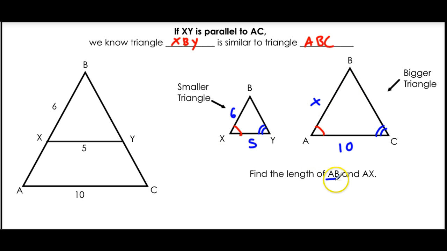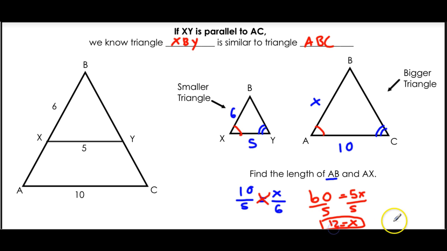So to solve what AB is, we'll just set up our ratio. 10, our bigger triangle, is to 5 as X, which is our bigger triangle, is to 6. Don't make the mistake I just did. We're going to cross multiply to solve. Cross, cross. So 10 times 6 is 60, 5 times X is 5X. To solve for X, we divide both sides by 5, and we get X is equal to 12. Cool beans. So that tells us that AB is equal to 12.